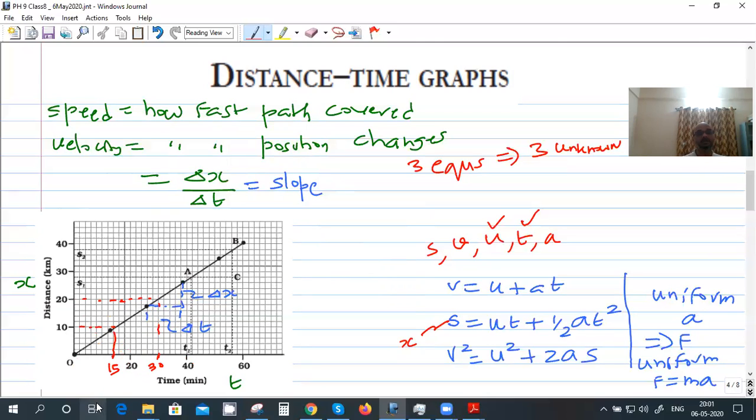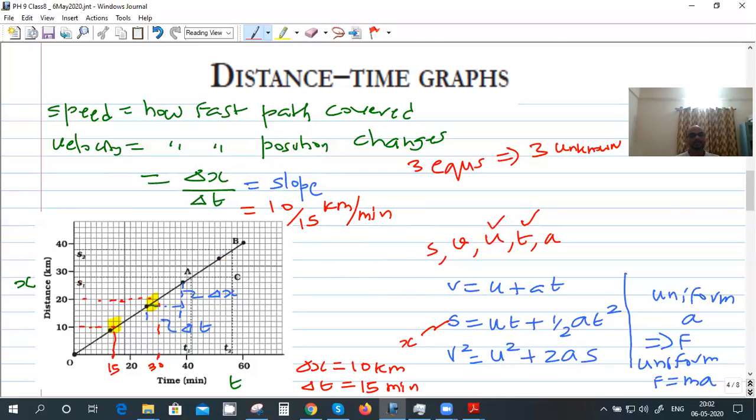How much is delta x for this line if I take these two points? Wait, delta x is vertical, right? Yes. Delta x will be 10 kilometers, and delta t is equal to 15 minutes. So from there you can get velocity as 10 divided by 15, kilometers per minute. This you can convert to hours. So this is the basic idea.